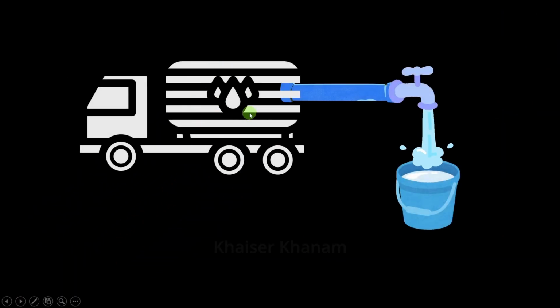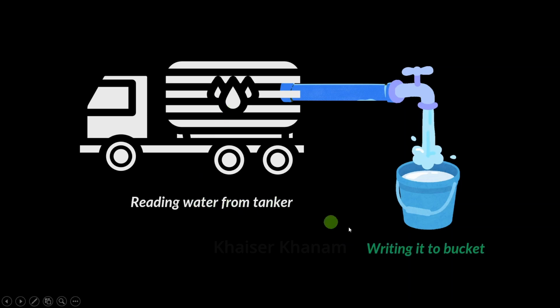Let us take a real world example. Here I have a water tanker to which a pipe is connected, and from the other end, using this tap, water is released into this bucket. Taking this example in Node.js, we are reading water from the tanker and then writing that water into the bucket. Using this one pipe, we connected to the tanker, and using the same pipe, I get the water inside the bucket. Similarly, using pipe, we can read the content and then also write the content to the file.